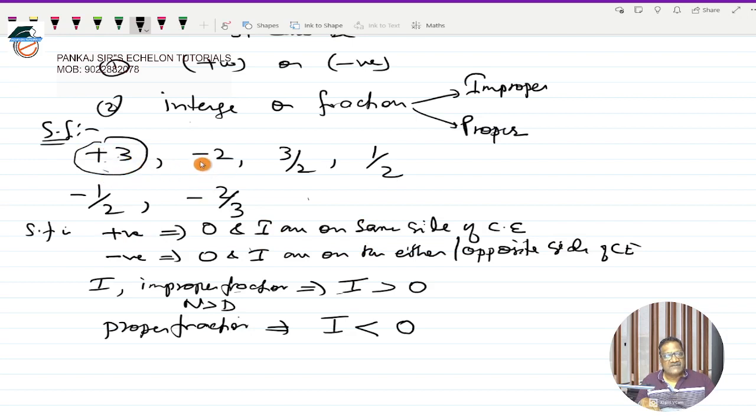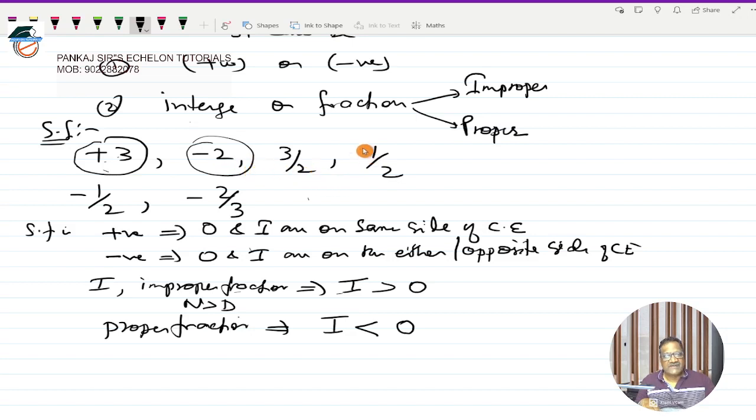Same way, if the scale factor is -2, minus indicates that the object and the image will be on the opposite side of the center of enlargement, and the number without the sign is an integer, it is 2. 2 is an integer. So this says that the image will be bigger than the object, or the image will be magnified. The size of the image will be bigger than the object.